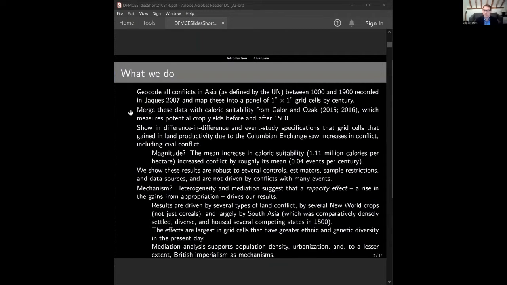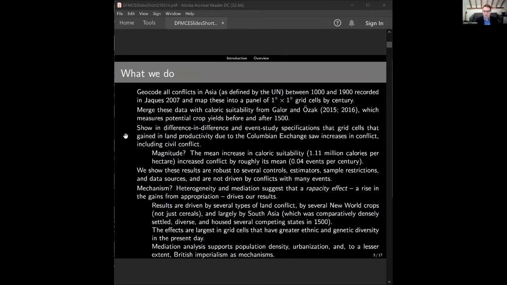We're going to merge these cells with data on the suitability of every cell in the world for the cultivation of various crops. And we're going to take the calorie-based measures from Oded Galor and Omer Ozak, and this will give us a measure of potential crop yield for every cell in the world, both before and after 1500. So from that point on, the difference in difference becomes obvious.